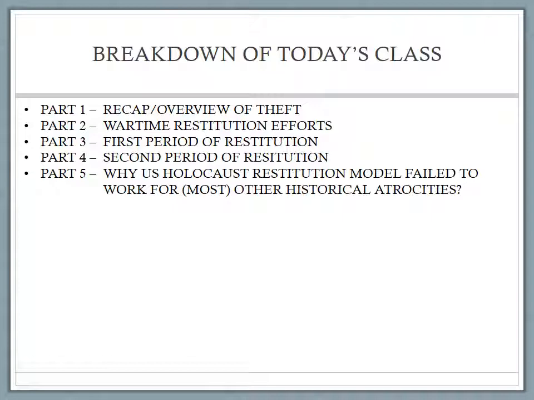And in Part 5, we'll conclude with looking at why the U.S. Holocaust restitution model that emerged beginning in the 1990s and has continued until today has largely failed to work for other historical atrocities, and we'll go through a number of examples. Let's get started.